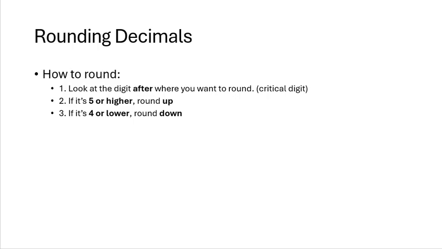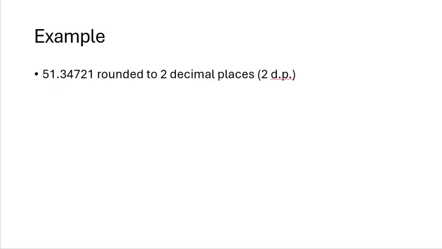Finally, you need to learn how to round decimals. So it's pretty straightforward. Look at the digit after where you want it to round. If it's 5 or higher, round up. If it's 4 or lower, round down. And what we mean by round down, this means stays the same. So I'll show you. Okay? So 51.34721. I'm gonna just write it out like that.